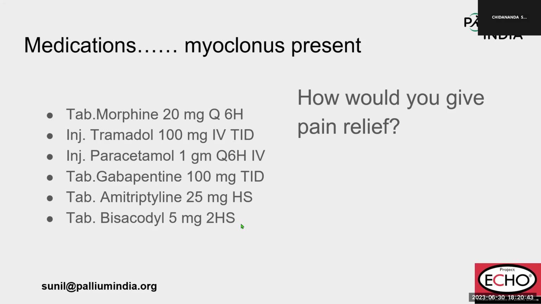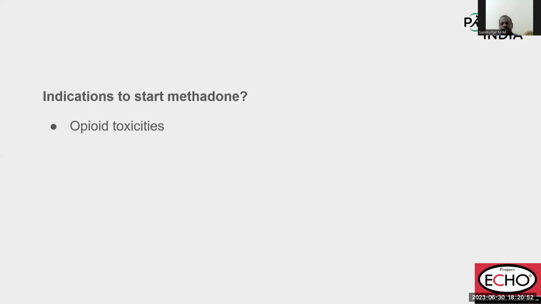Yeah. Because almost all possible medications have been tried and she does not have adequate pain relief. Okay. So the indications again are opioid toxicities. The patient has myoclonus, then neuropathic pain, and is refractory to tramadol as well as morphine. So these are the indications.